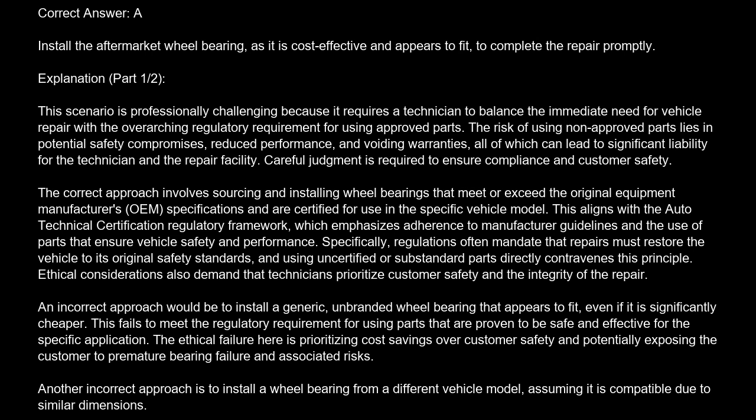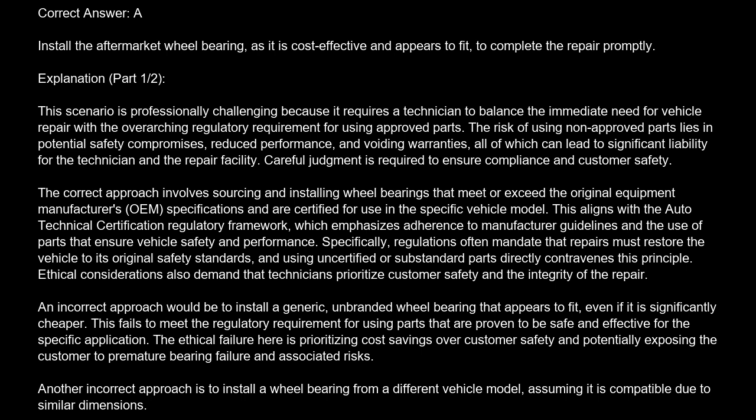Explanation. This scenario is professionally challenging because it requires a technician to balance the immediate need for vehicle repair with the overarching regulatory requirement for using approved parts. The risk of using non-approved parts lies in potential safety compromises, reduced performance, and voiding warranties, all of which can lead to significant liability for the technician and the repair facility. Careful judgment is required to ensure compliance and customer safety.